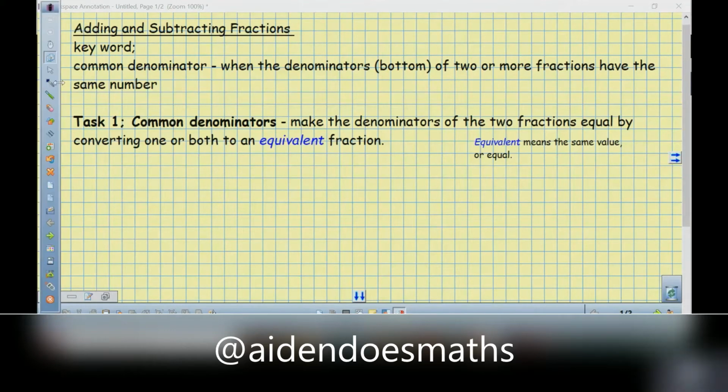Today we're looking at adding and subtracting fractions. So just some things to talk about before we look at what we're going to do here. A key word for today, or keywords, common denominator.